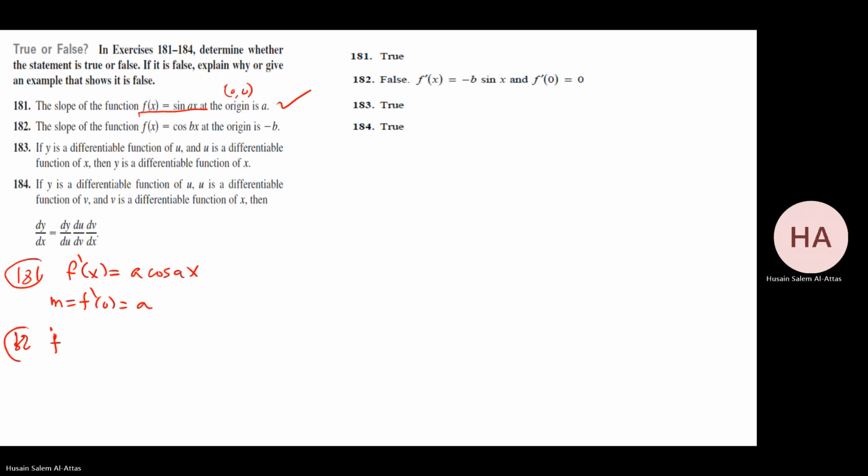Now the second one, 182. What is f prime? It will be minus b sine bx. So what is f prime at 0? I want the same thing at the origin. That will be 0. So this is wrong.